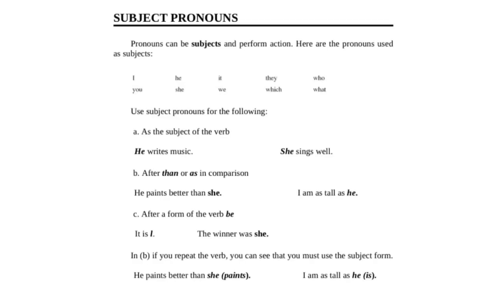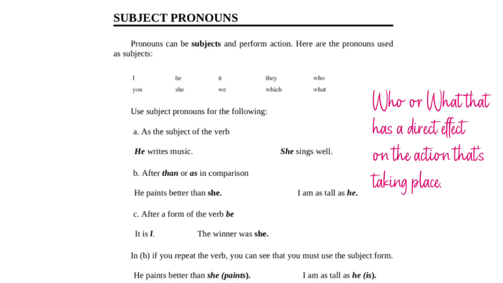So first, let's take a look at what a subject pronoun is. A subject pronoun is exactly what it sounds like. It's a pronoun that takes the place of a noun as the subject of a sentence. Remember, a sentence's subject is the person or the thing that performs the action of a verb. So basically, the subject pronoun is used as the subject of a verb. One of the easiest ways to identify a subject or a subject pronoun is to remember that it is always going to be the who or what that has a direct effect on the action that's taking place.